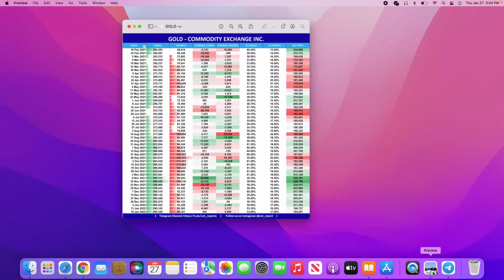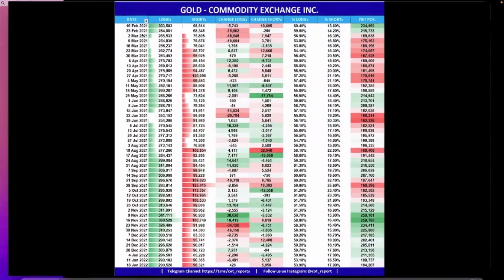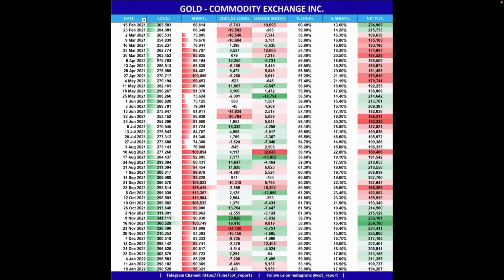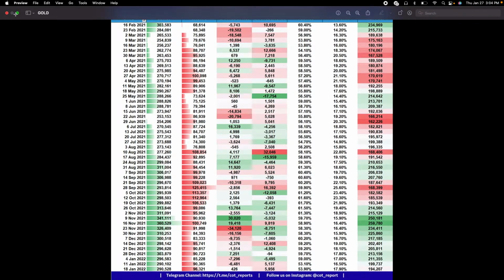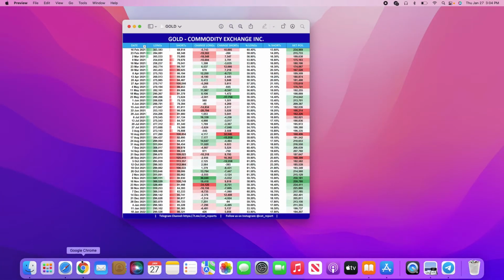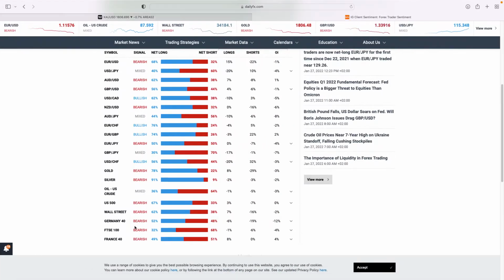Now if we go and look at what the hedge funds are doing, or the COT data, the Commitment of Traders, this tells us what the big banks and hedge funds are doing in the market. And we can clearly see, based off last week's report, our hedge funds came in and they added 426 long positions and they added 5,956 selling positions.